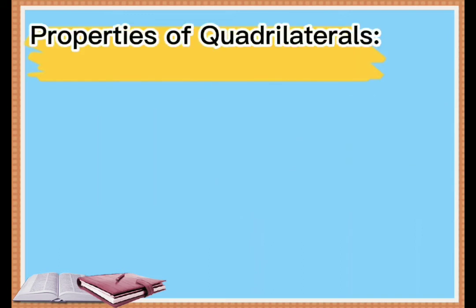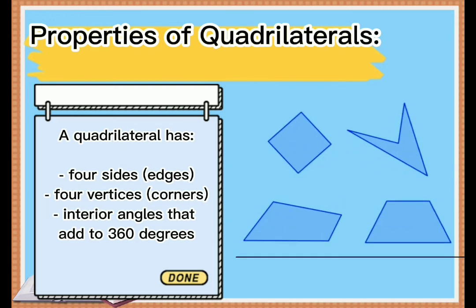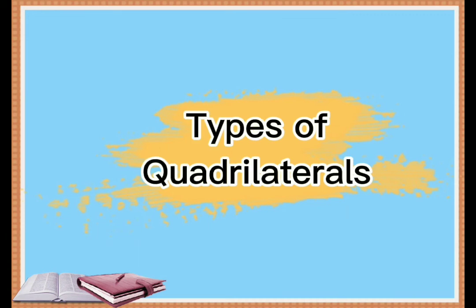Properties of a quadrilateral. A quadrilateral has four sides, four vertices, and the interior angles add up to 360 degrees. Here are other examples of a quadrilateral. We come now to kinds of quadrilaterals.